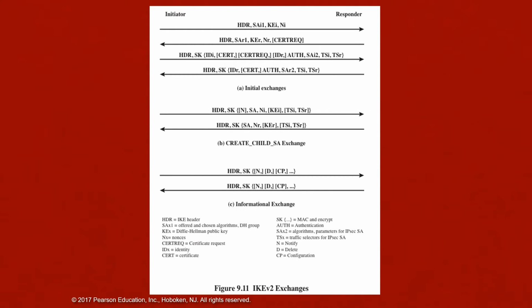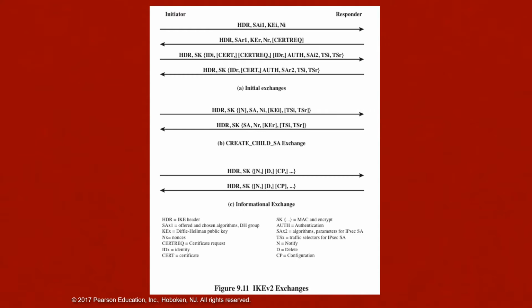IKE exchanges. The IKE version 2 protocol involves the exchange of messages in pairs. The first 2 pairs of exchanges are referred to as the initial exchanges. In the first exchange, the 2 parties exchange information concerning cryptographic algorithms and other security parameters they are willing to use, along with nonces and Diffie-Hellman values.